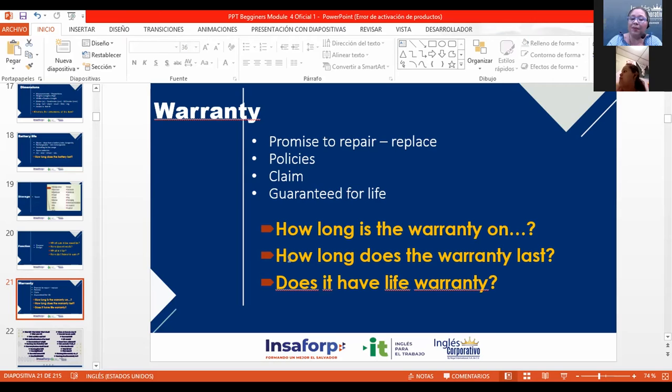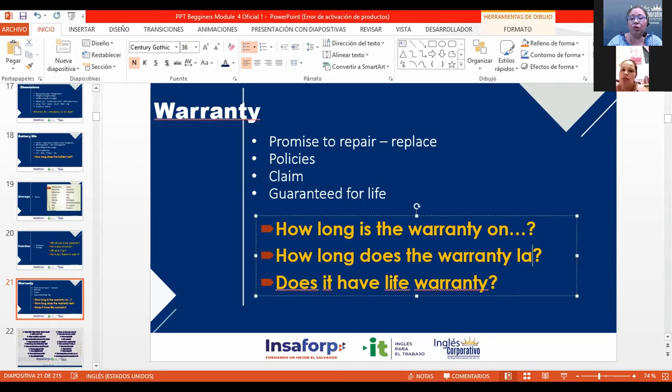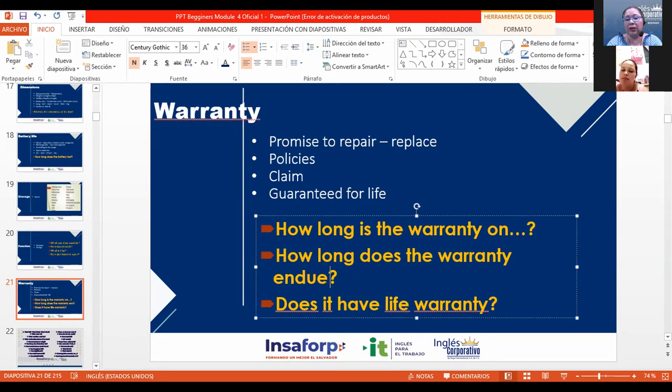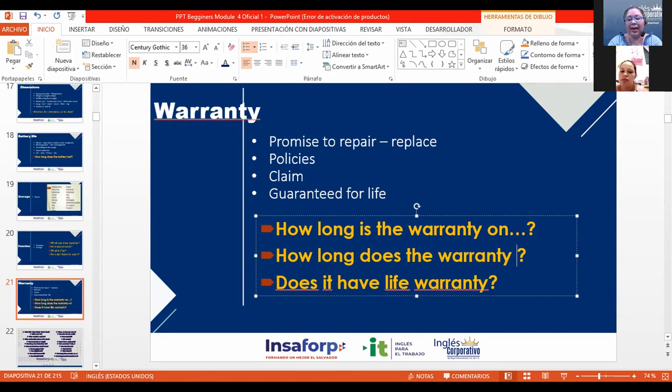Ahora, si usted quiere preguntar cuánto dura la garantía, okay, how long does the warranty last, okay? How long does the warranty last? Last, en este caso, es la duración, durar. Y no podría ser como así bien verbal, como how much during the warranty. No sería dure, sería como endure, así, endure. Pero no entra en este contexto. En este contexto se usa last.